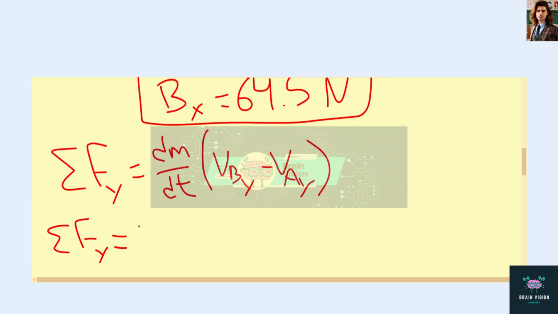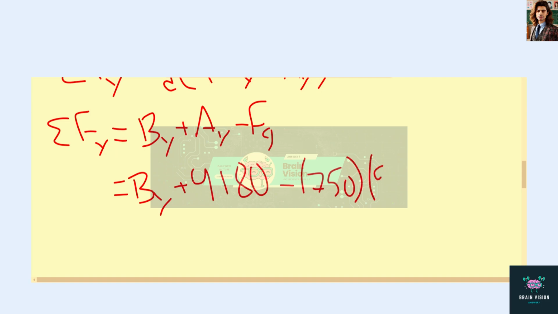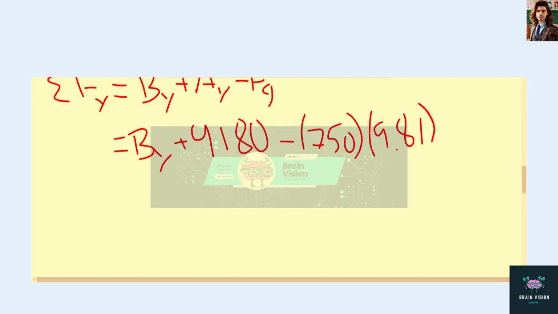is equal to By plus Ay minus Fg. And so we do not know By, but we know the other two. So we know that this is equal to By plus 4180 newtons from the first part of this problem, minus 750, which is the mass of the system, times the gravitational acceleration, 9.81. So that is the left side of the equation.